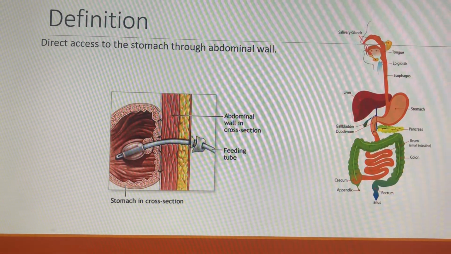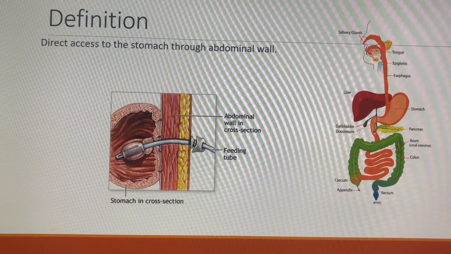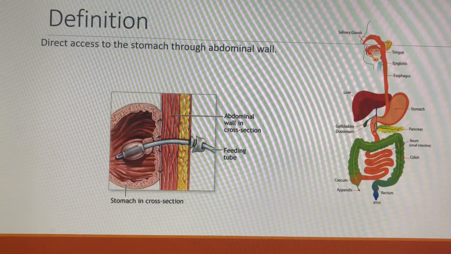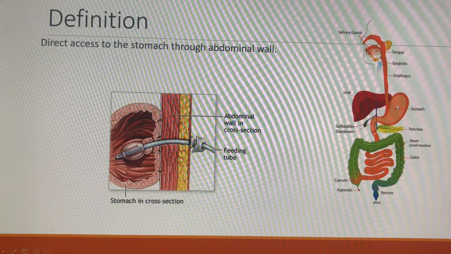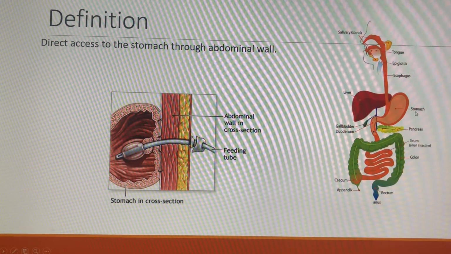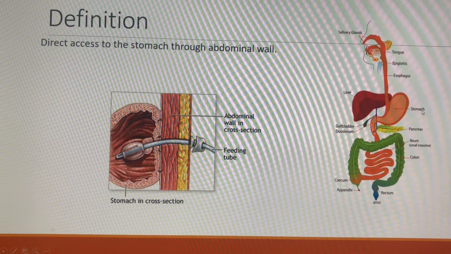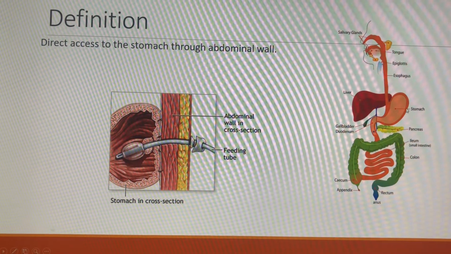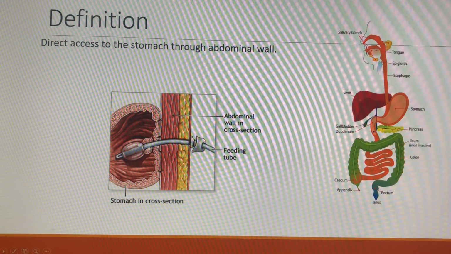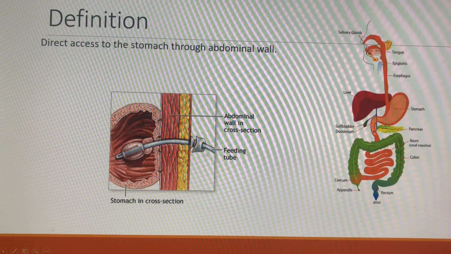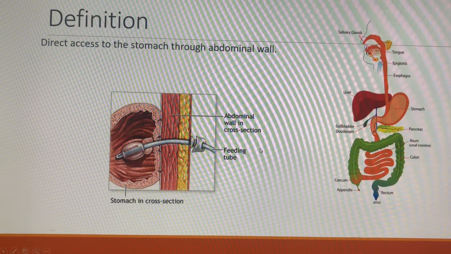What's a gastrostomy tube? It's a tube that provides direct access to the stomach through the abdominal wall. As you can see in this picture, this is the alimentary tract, this is the esophagus, and this is the stomach that resides in the upper abdomen. The tube will provide direct access through the skin, abdominal wall into the gastric cavity. The skin, subcutaneous tissue, muscle into the gastric cavity, to help give feeds, fluids, and medication.